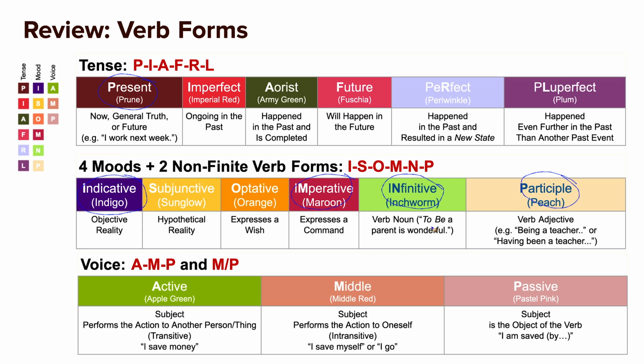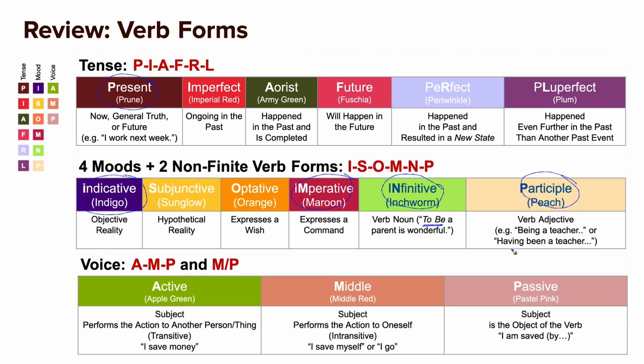Infinitives are like verbal nouns. So the to be here is like a noun, to be a parent. That's something that is wonderful to be. Usually in English, we have the word to, and then the infinitive form. And you'll see in Greek, there are some endings that will identify the infinitive for us, ι and ειν. And then the participles here in peach are like verbal adjectives. Whereas infinitives are verbal nouns, participles are verbal adjectives, like being, having been. This would be an example of a present participle.